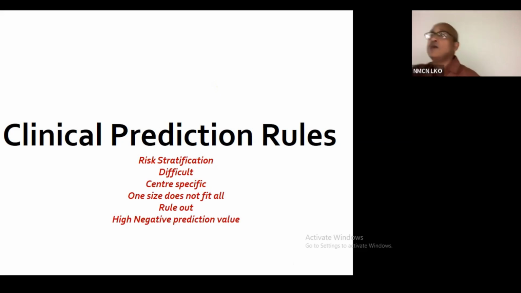Someone did it in Denmark, someone did it in a small ICU in the Netherlands, someone combined 4, 5, 25, 30 ICUs in the US, someone did it in France. So these are unit specific, area specific prediction rules and cannot be generalized. You have to suit your needs. Look where you stand and take the best out of the lot, because there are a huge number of them.